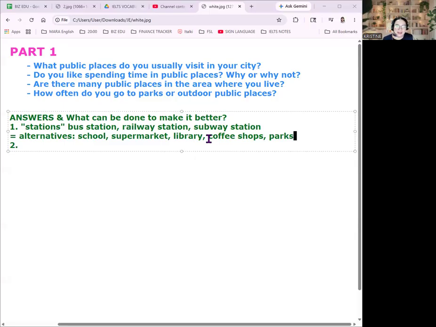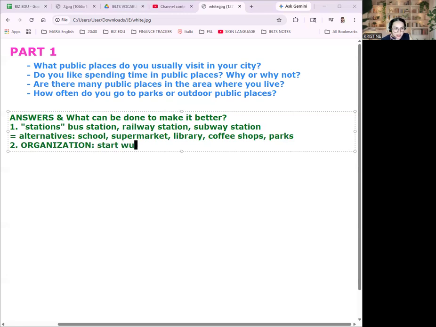Okay, so anyway, let's continue with our discussion. We are now in question number two. Do you like spending time in public places? Why or why not? Here, Peter, you mentioned that you don't like it because it's annoying. I will just give you a suggestion for the organization, Peter.